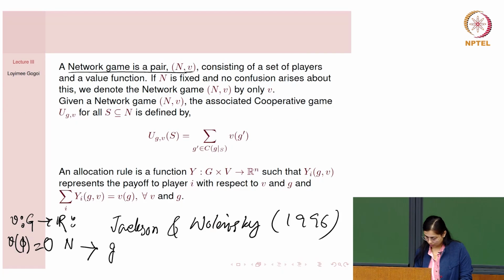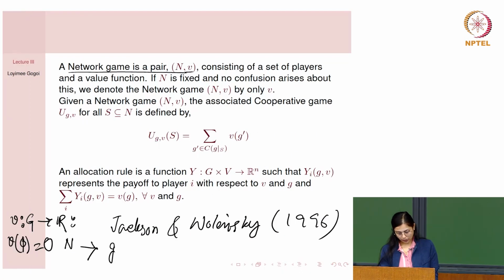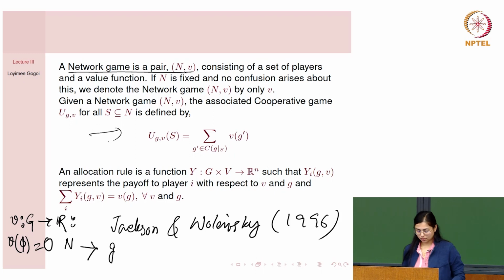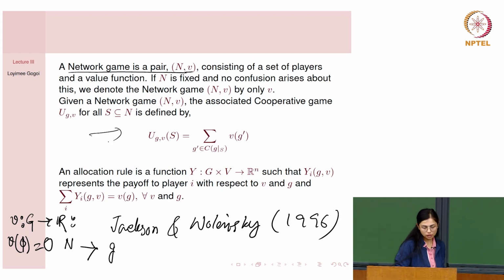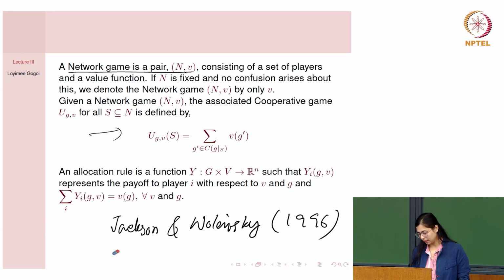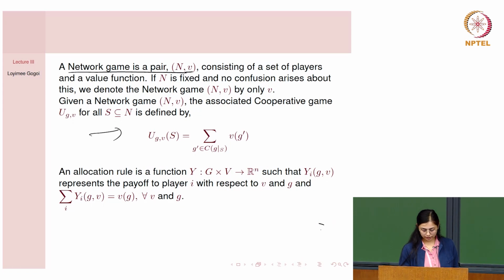Anything else here? This definition, the associated cooperative game definition, is not necessary. Once we have a network game, we can always construct associated cooperative games. But for the Myerson value, this is not that important. But if we have a player-based or link-based allocation rule, then it is important. So I will discuss the different kinds of associated cooperative games later. Before that, let me talk about what a link-based and player-based allocation rule is.